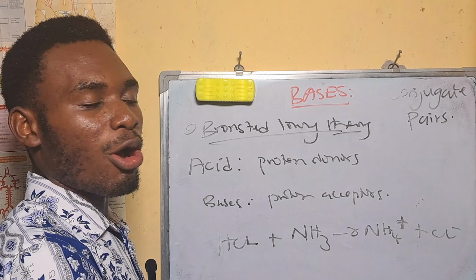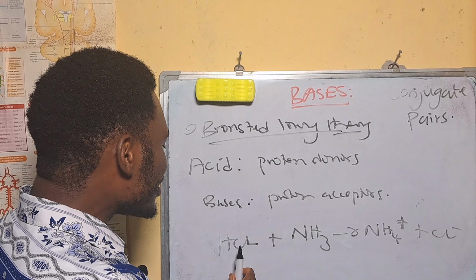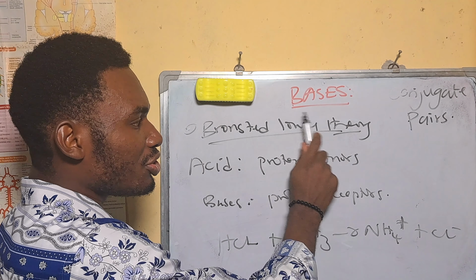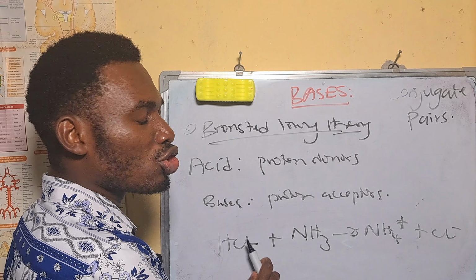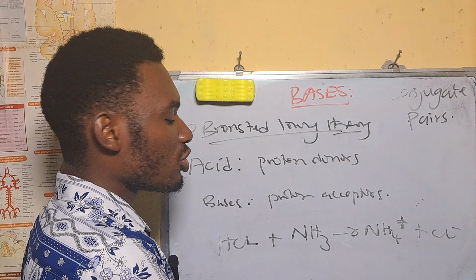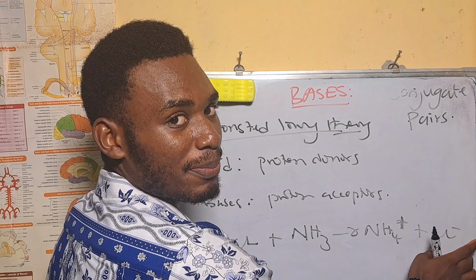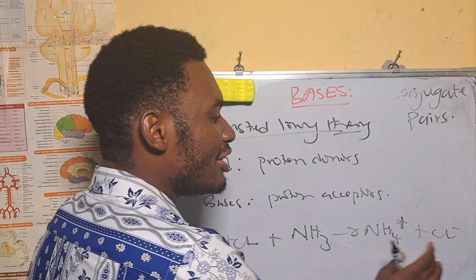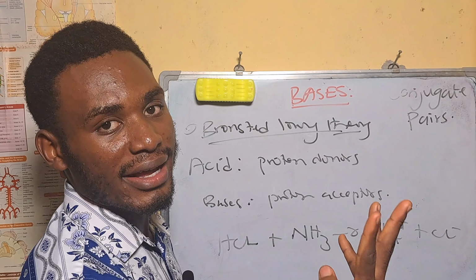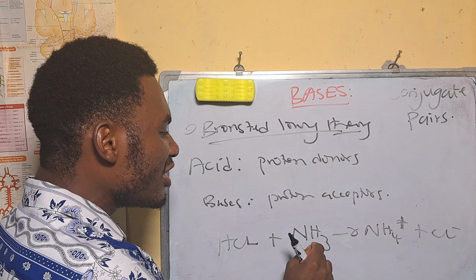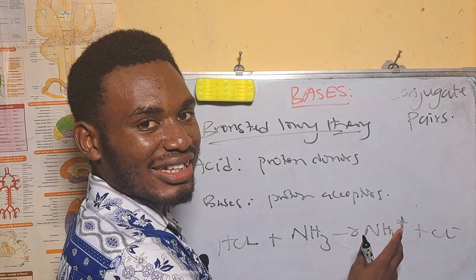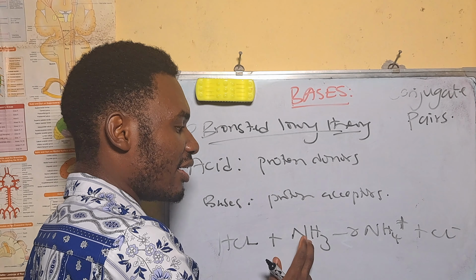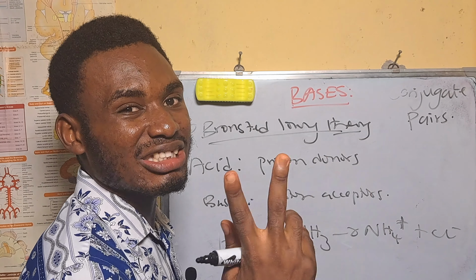It means a pair of an acid and a base. So this acid here, remember that according to this theory acids are proton donors. So once this acid donates a proton, it's going to form a conjugate base. So this acid and the base here are conjugate pairs. Then this base here is going to accept a proton. Once this base accepts a proton, it's going to form an acid here. So this base here and the acid here are now conjugate pairs.